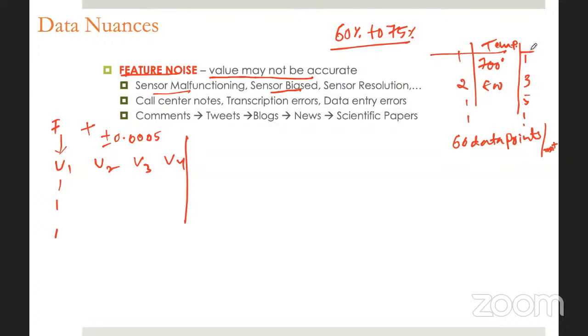So now in this second case, how many data points would there be in a minute? We'll have 30 data points. The resolution has come down, the frequency has come down, right? So this is sensor resolution.